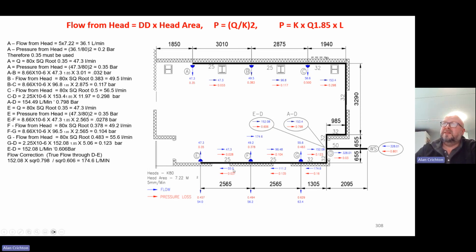Now we take the pressure loss off the actual pressure at head F, which is 0.494. That gives me an actual pressure at head E of 0.457, which is 54 litres per minute, compared to 56.63, and you can see the difference. Because we've got more pressure going down the south leg because of the true flow, we're actually getting more water out of heads E, F, and G.